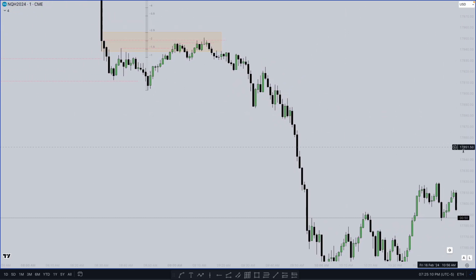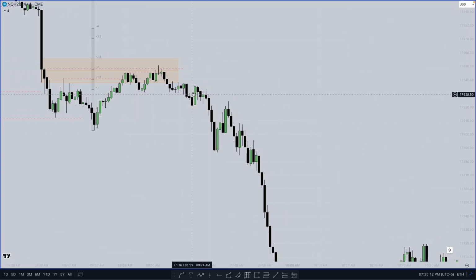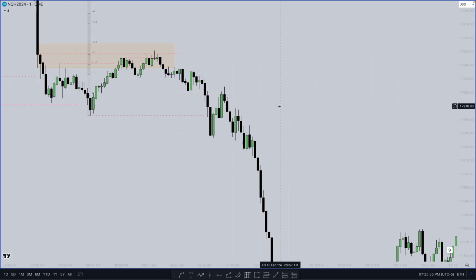Back to this, we get a dump right at open. It breaks this structure again. So now you have just validated this high as a protected high. Now you don't want to see it break this, or else that would be changing the order flow to the upside. Your sell, that's a sell leg right there.